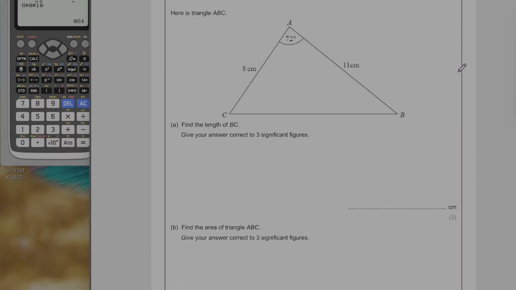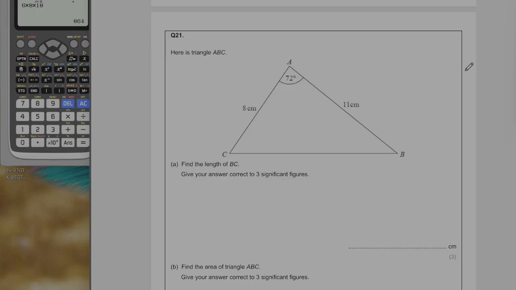Right, question 21. Here is a triangle ABC. Find the length of BC. So we want this length here. We'll call it X for now. Give your answer to 3 significant figures.